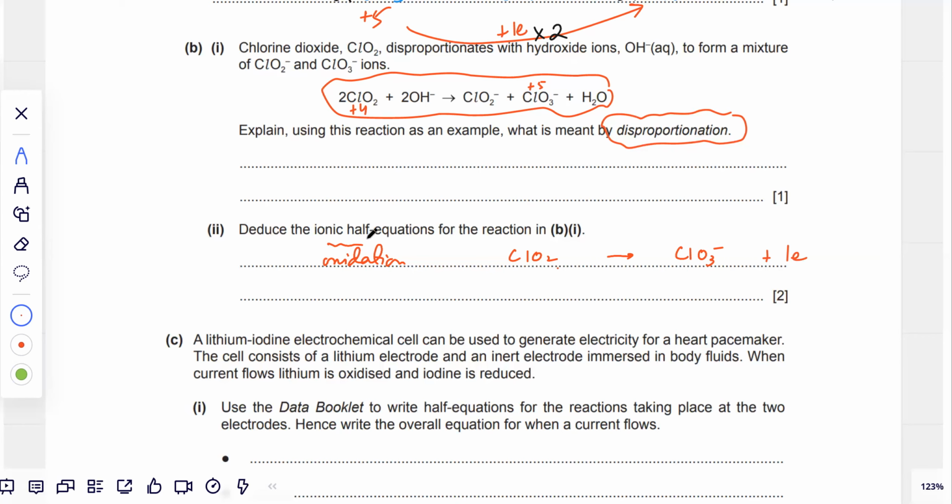Yeah. So we have to write the half equations. One of them is the oxidation equation. What about the reduction equation? The reduction equation would be, again, the starting point is ClO2. And ClO2 goes from +4 to +3. So that's ClO2-, right? And it's gaining 1 electron. Is this clear?